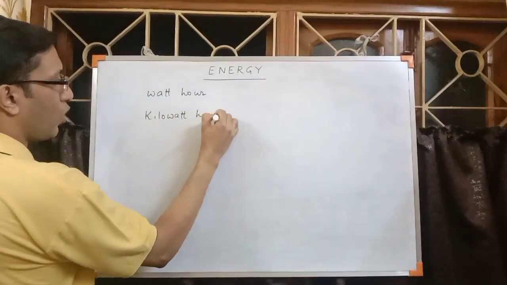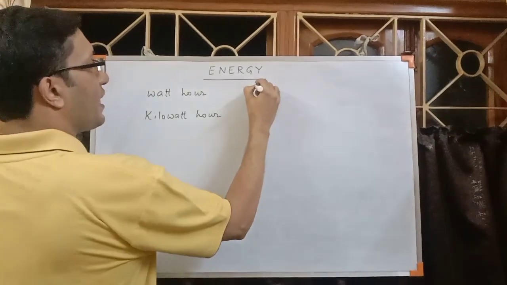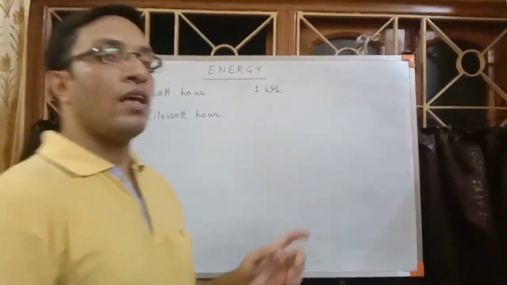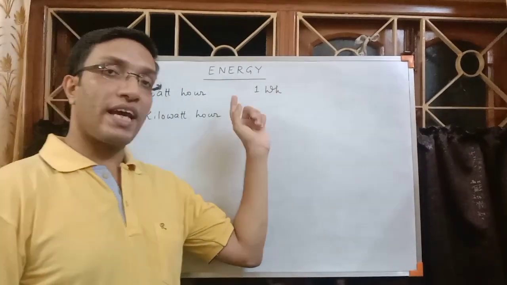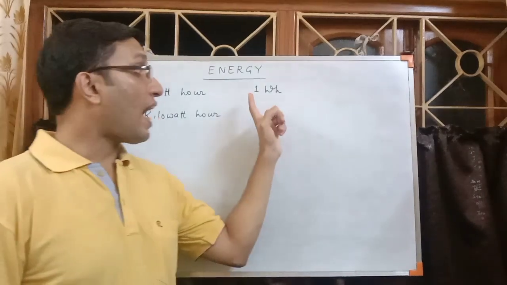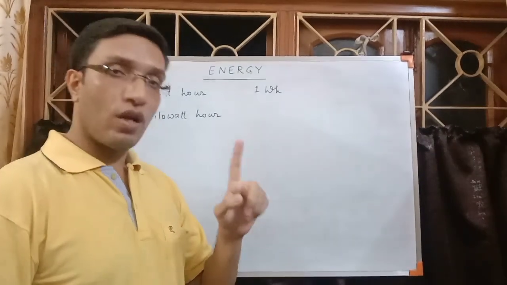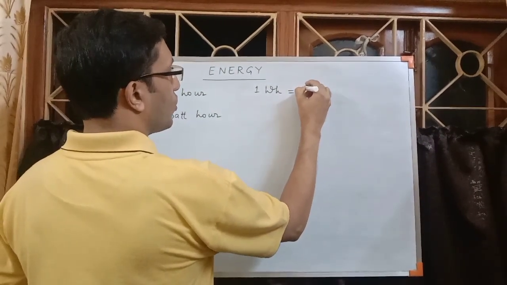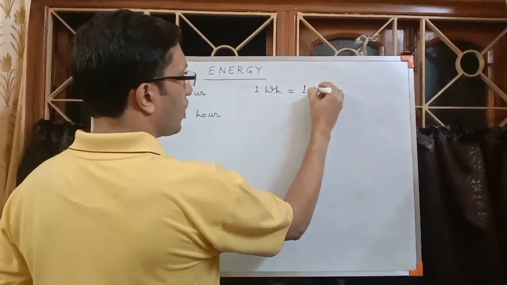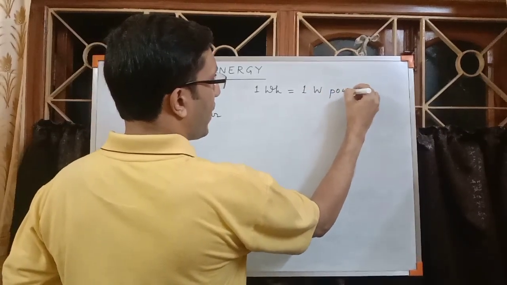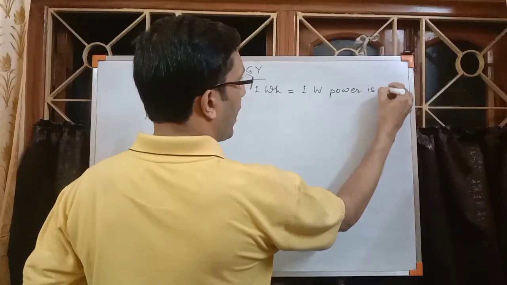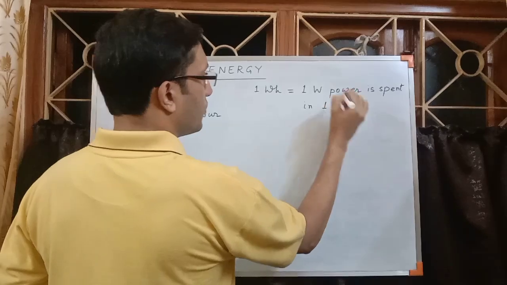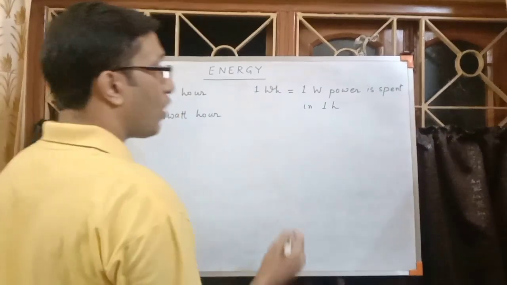Now, what do we mean by watt hour and kilowatt hour? Suppose I write 1 watt hour. What do we mean by this? If the power spent by the source is 1 watt, and this 1 watt power is spent in 1 hour, then we say that the energy is 1 watt hour.